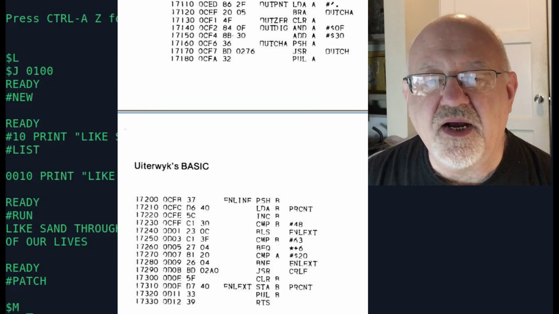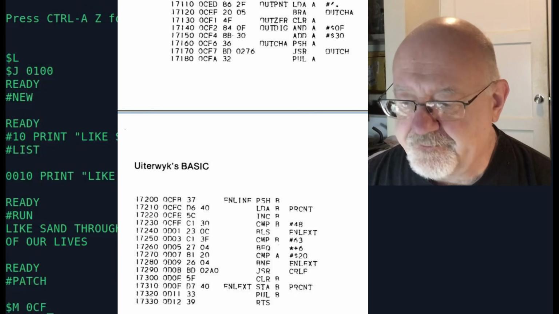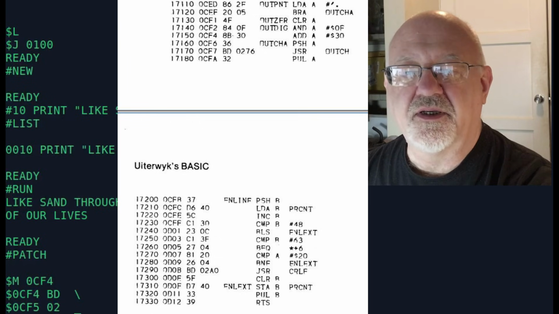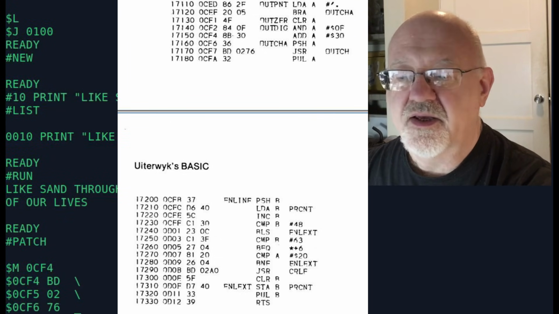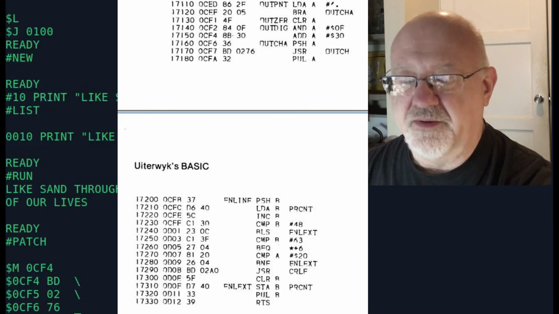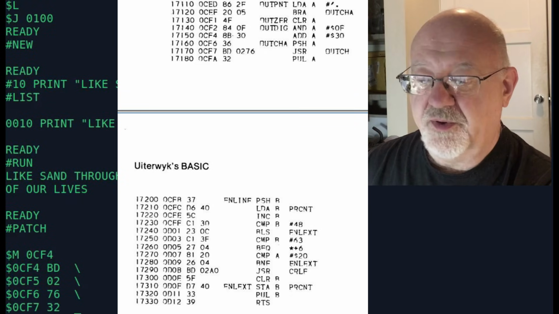Let's start looking around 0CF4. Okay, there's a JSR instruction, 0276. Aha, okay. So that is 0CF7 in our 2.1 source code. So let's just keep looking.